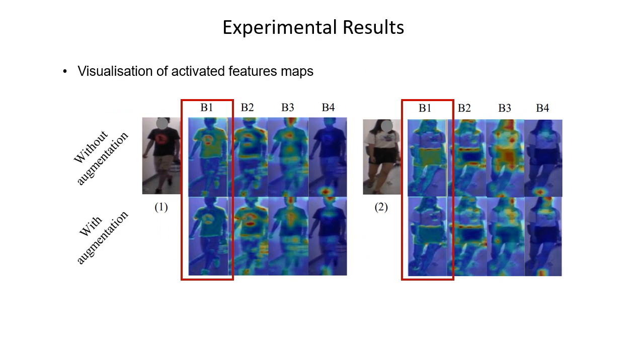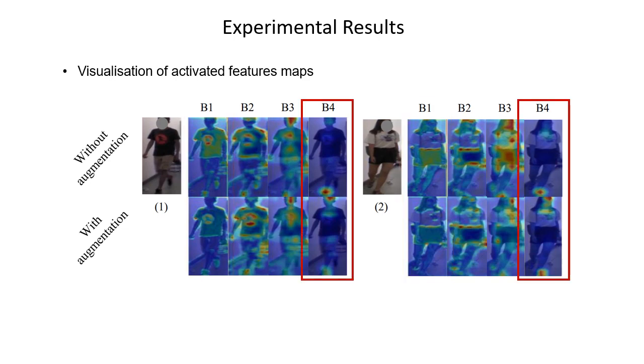This figure compares the activated feature maps of two examples in Phase 1 and Phase 3. On the Block 1 feature maps, Phase 3 weakens the activations on the clothing regions, such as the shirt in example 1 and the skirt in example 2. On the Block 4 feature maps, activations on faces and shoulders are strengthened obviously in Phase 3. This indicates that feature augmentation makes the model focus more on the clothing-independent identity characteristics.